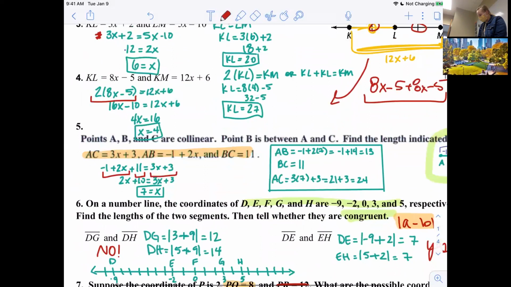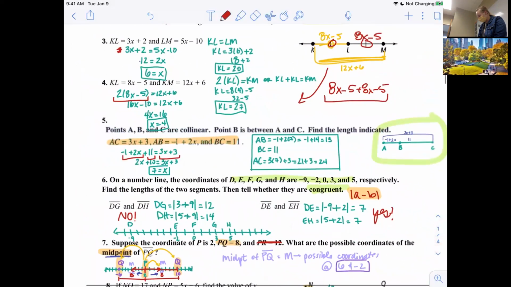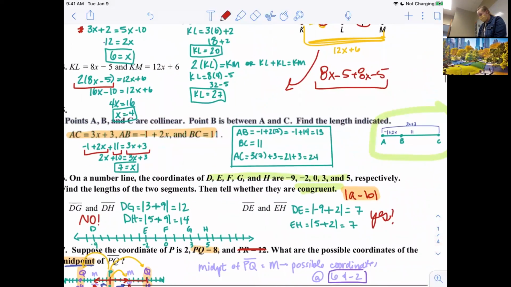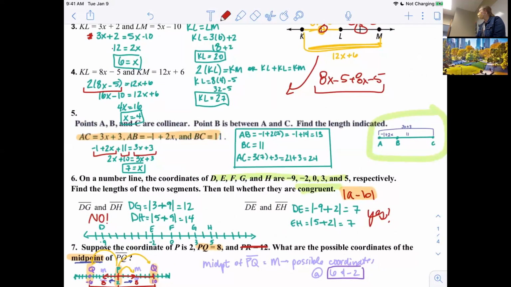All right, I'm going to keep scrolling down, and I have to zoom out a little bit to see all of number 5. It says points A, B, and C are collinear, which means they're all in a line, and B is between A and C. So I'm going to zoom in on the picture I drew over to the right. If I could zoom, that'd be great.